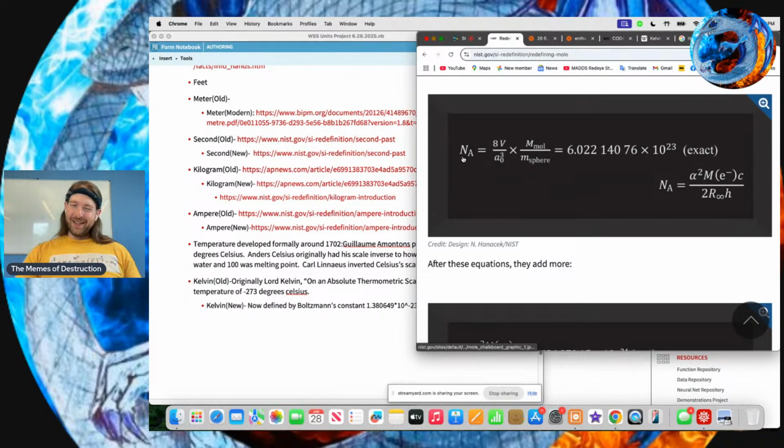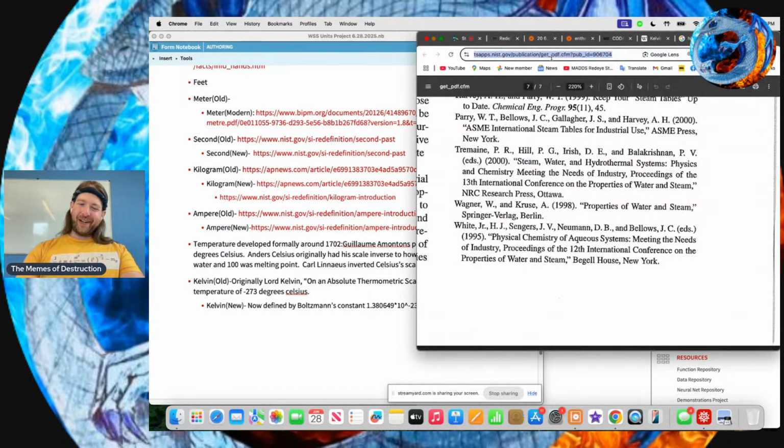Okay, so that's Avogadro's constant. All right, 8V, so that looks like 8 volume, and that looks like, is that the Bohr radius to the third? Okay, then times mole divided by the M sphere equals that. Okay, so feel free to trust. Let's verify.